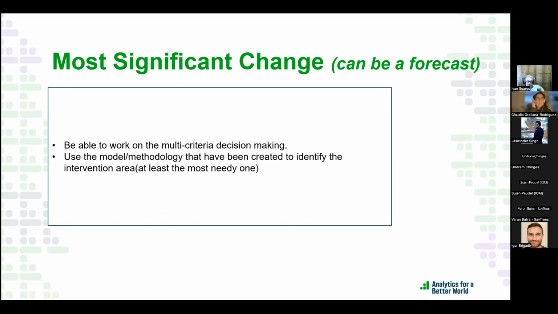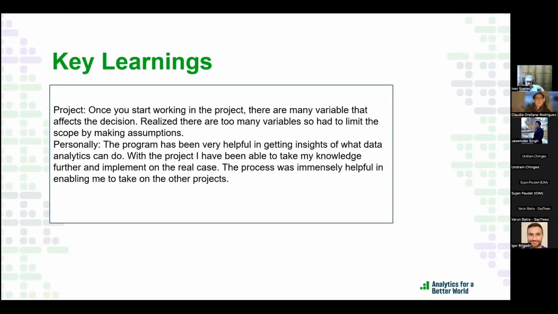The most significant change that I found from this project was being able to work on multi-criteria decision making. When I started working on this, I realized that there are multiple variables that affect the decision making or prioritizing. So different variables should be taken into account, and the model or methodology that has been created can be used to identify the intervention areas, at least the most needy ones, based on the prioritization. A key learning from this project is that once you start working on it, there are many variables that affect the decision, and based on that, I had to limit the scope by making a few assumptions in the calculations.